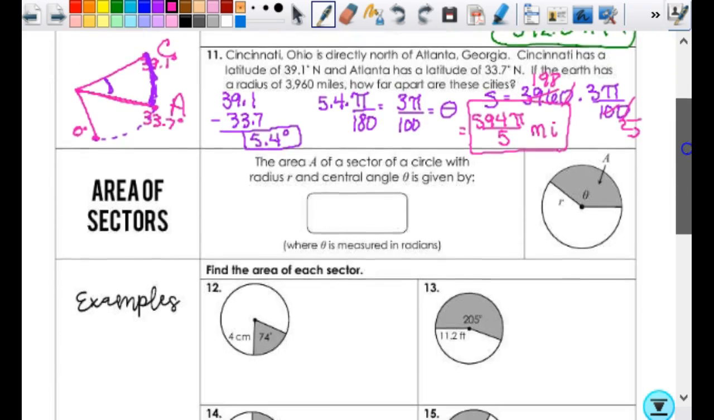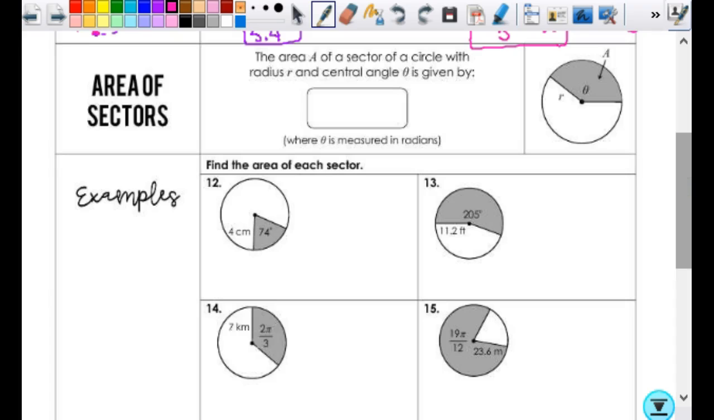All right, so let's look at the area of the sector, not area of a circle. What is the area formula of a circle? It's pi r squared. Good. This pi r squared is actually in radians as well. You've been doing radians since 6th grade and you didn't even know it.